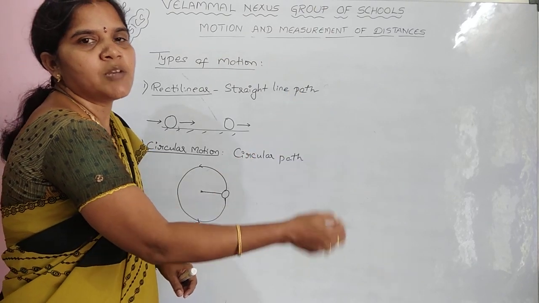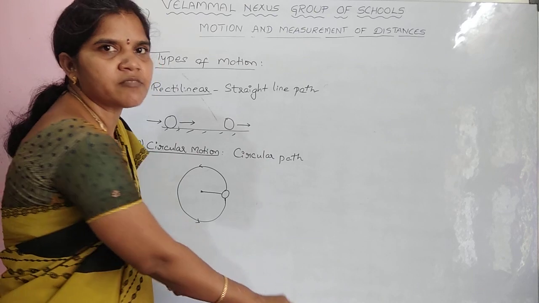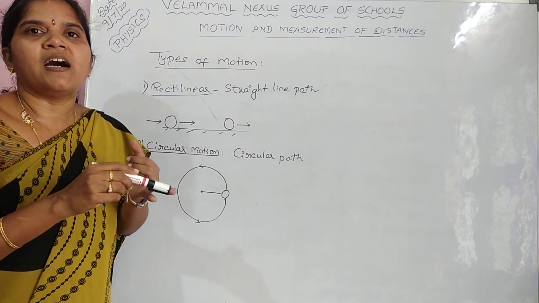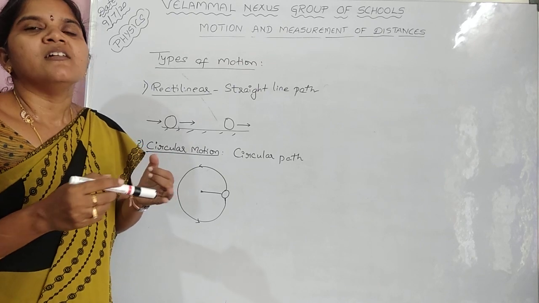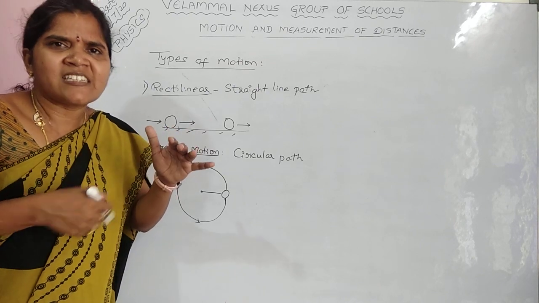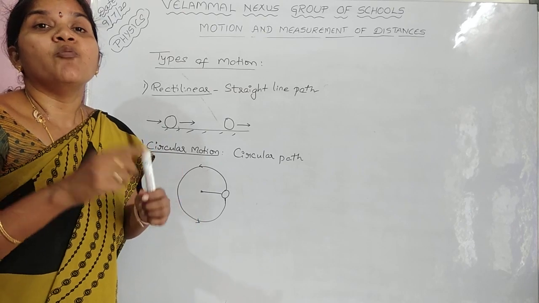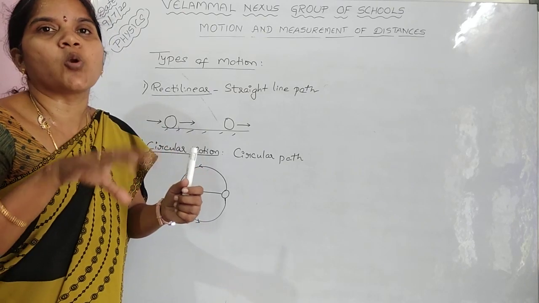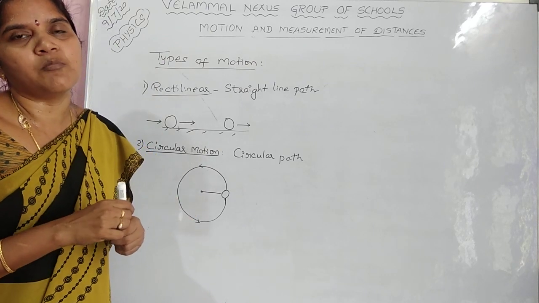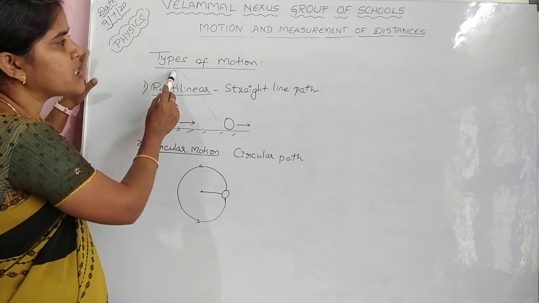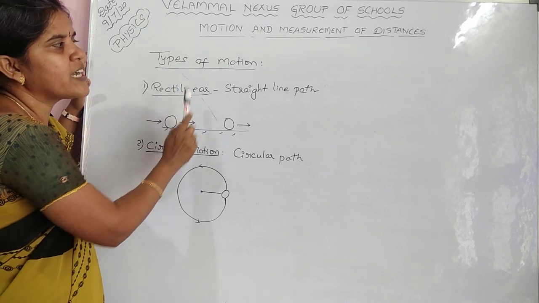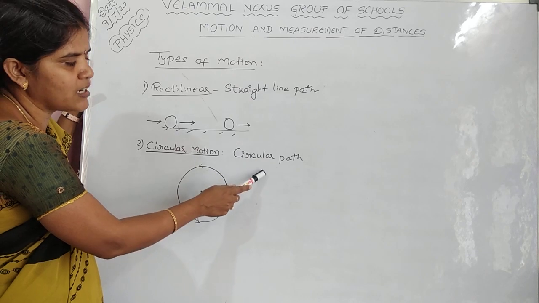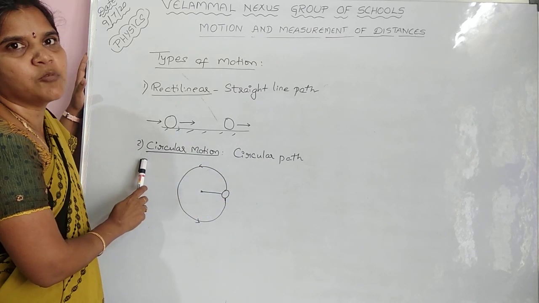Understood? Still more examples of circular motion you can give, children. A merry-go-round moving in a circular path, any object which takes a circular path, or the moving hands of a clock, the minute hand, the movement of hands in a clock, all these are examples of circular motion, children. So what are the types of motion? Rectilinear motion: if a body covers a straight line path, then it is said to be rectilinear motion. If a body moves in a circular path, then it is said to be circular motion.